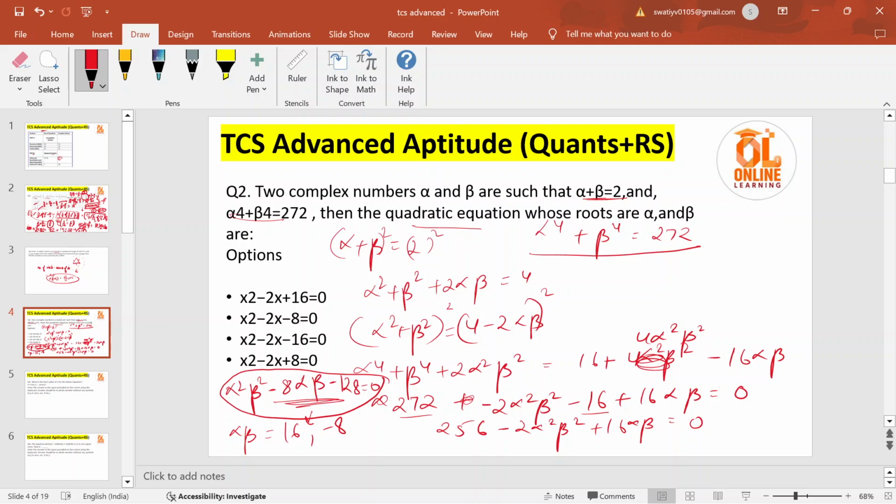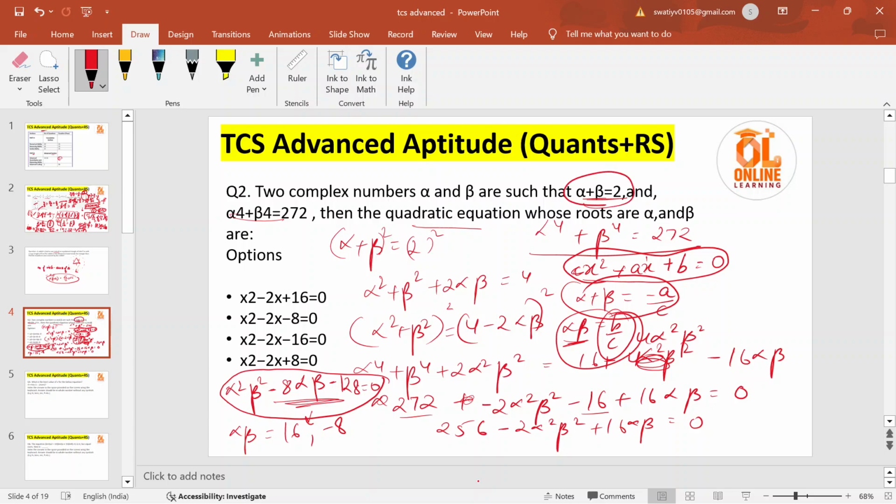So I hope you know about the quadratic equation, that if I write x square plus a x plus b equals 0, and if alpha and beta are the roots of this equation, then alpha plus beta equals minus a, like here let me write c, minus a by c, and alpha beta equals b by c. I hope this formula is clear to you all. So here I got alpha beta equals 16 or minus 8. So two equations will come to me, and here we already have alpha plus beta equals 2.